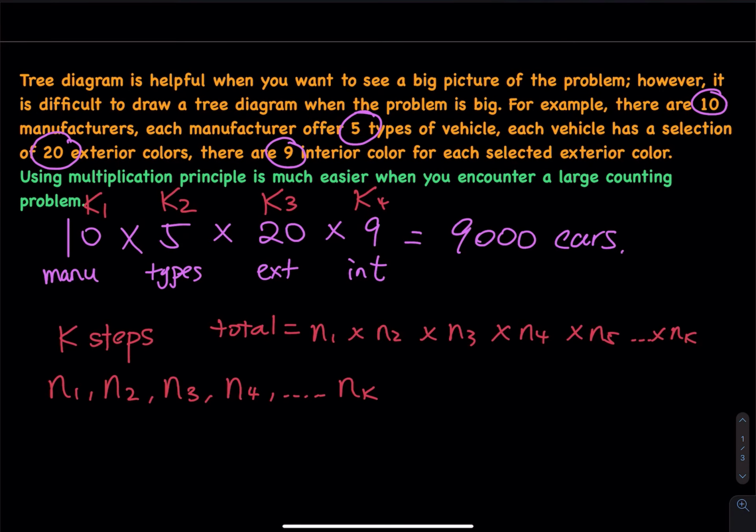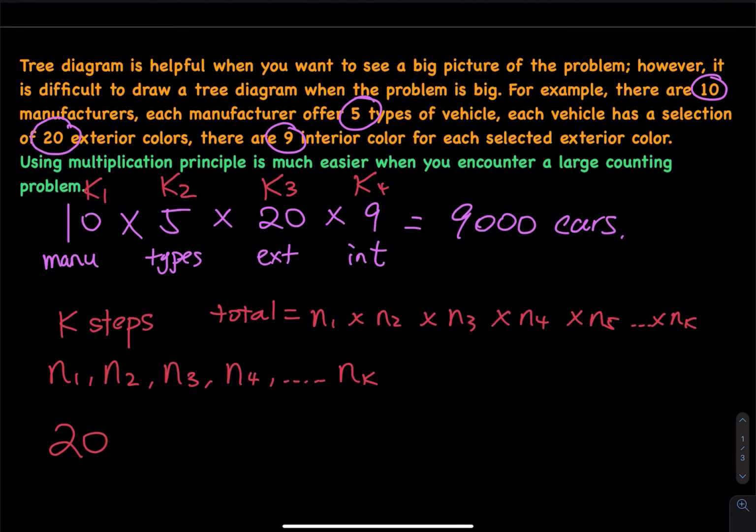So let's say you are making a series of decisions right now. The first decision, there are 20 selections. It doesn't matter what the subject is. You are making a series of decisions. So the first decision, you have 20 options, and then the second, you have 10. Let's do the words. The first step, you have 20 selections.